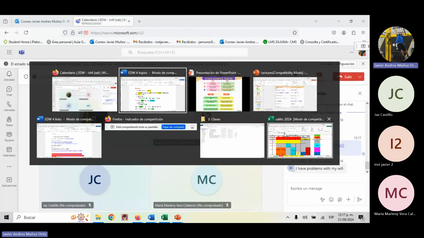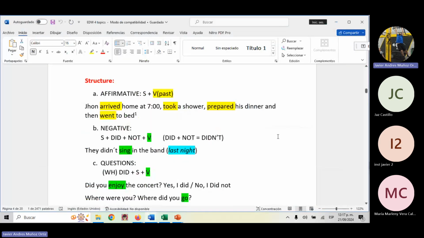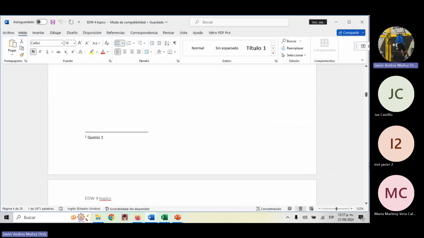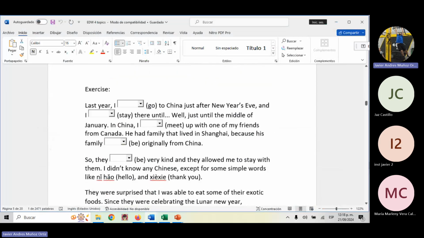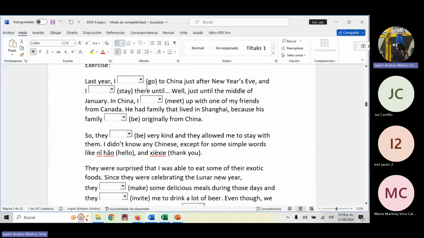And just to finish today's session, I invite you to complete this dialogue between Anderson and Clint. This is something I want to do next time too. The idea for you is to read this dialogue in order for me to check your pronunciation and to give you feedback in case your pronunciation is not correct. And also I invite you to complete this exercise too.